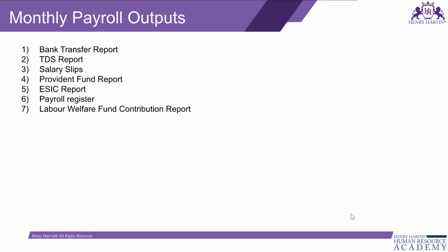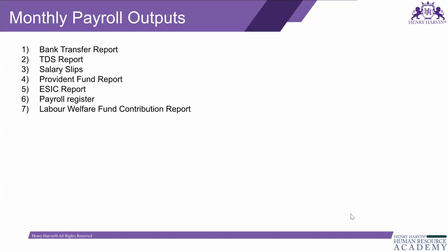Next is the Provident Fund report, ESI report, Labor Welfare Fund contribution report. These are all the statutory reports you have to generate. How many employees are you paying Provident Fund for, and what is the amount? What is the admin amount? What is the EDLI amount? What is account number 2? It is the employee's contribution towards Provident Fund. What is the employer's contribution towards the EPF?